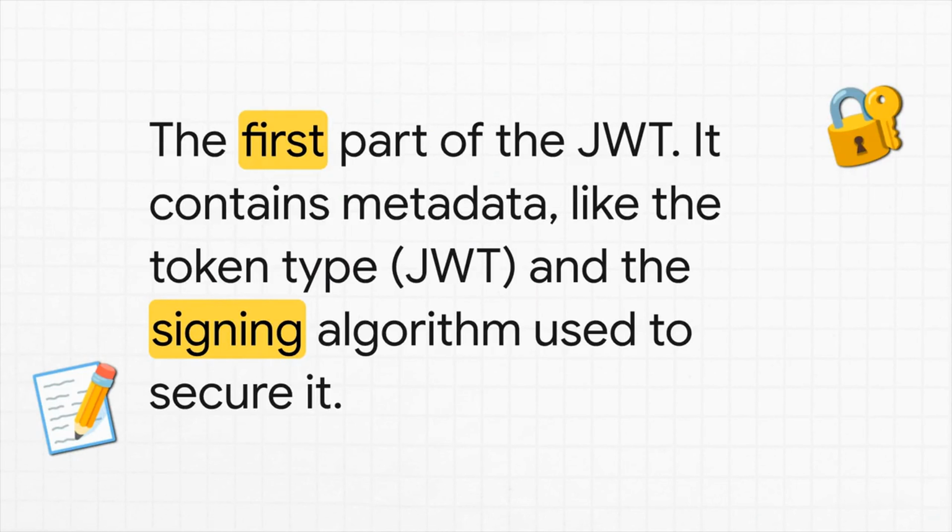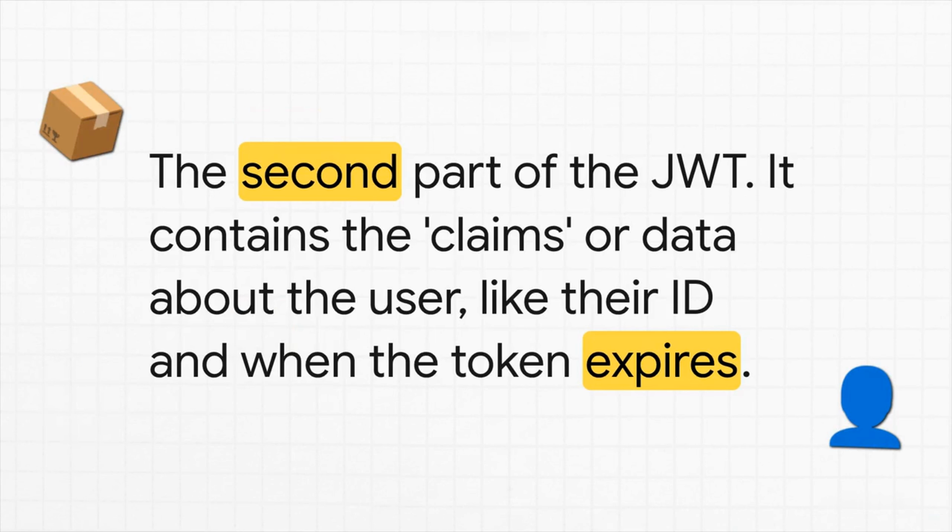The first part, that's the header. This is just some basic metadata. It tells the server, hey, this is a JWT, and most importantly, which fancy algorithm was used to sign and secure it. The second part is the payload, and this is the good stuff. This is the heart of the token. It contains what we call claims, which is just data about you, the user. Things like your user ID, maybe your role, like admin, and crucially, an expiration date. This is the part of the pass that says who you are.